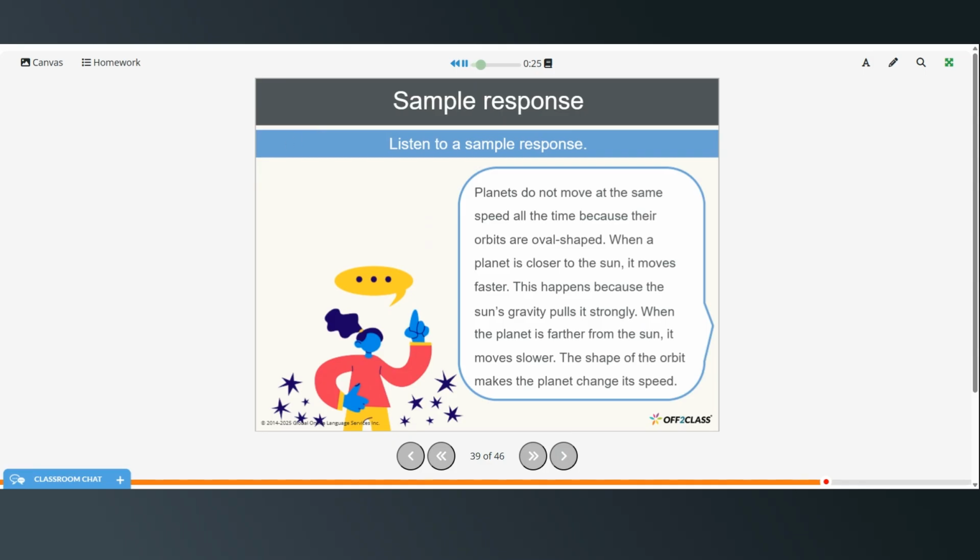Planets do not move at the same speed all the time because their orbits are oval-shaped. When a planet is closer to the Sun, it moves faster. This happens because the Sun's gravity pulls it strongly. When the planet is farther from the Sun, it moves slower. The shape of the orbit makes the planet change its speed.